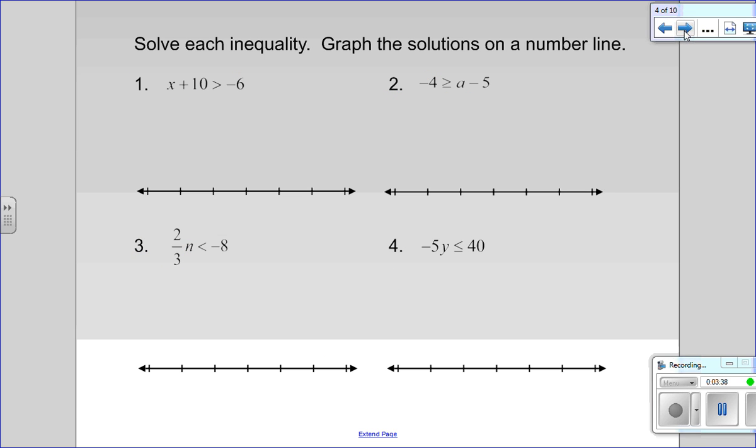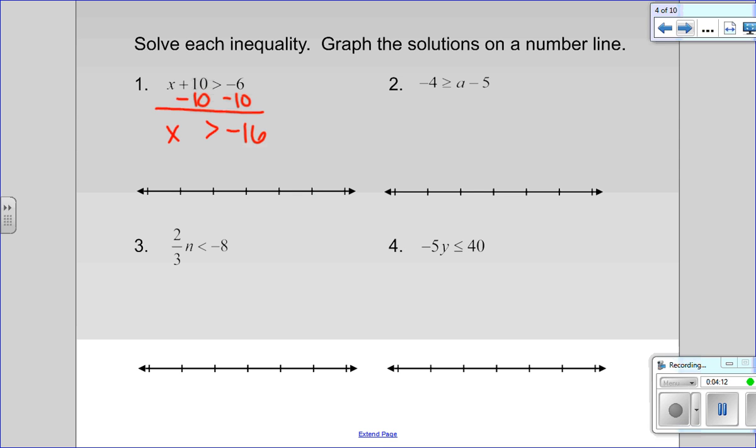Let's practice. For example 1, for each one of these, let's solve the inequality and then graph the solutions on the number line. For number 1, we want to isolate our variable, so we will use our addition principle, and we remember that our addition principle is the same with inequalities as it is with equations. Subtract 10 from both sides, so x is greater than negative 16. We do not need to flip the sign because the addition principle doesn't require that.